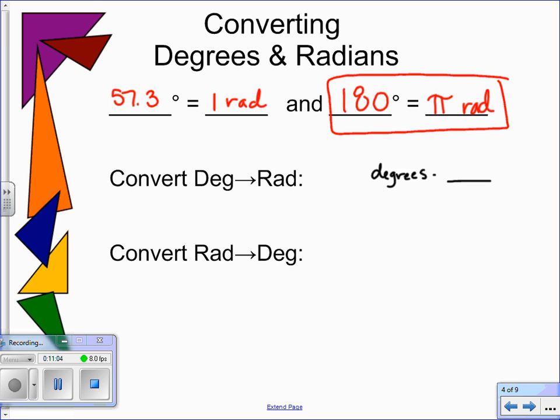Degrees is here in the numerator. That's what you're working with. How can you cancel out degrees? Should you put it in the numerator or in the denominator? You should put degrees in the denominator. So if we want to cancel out degrees and move into radians, here degrees would cancel with degrees and we'd be left with whatever we want in radians. So the key to remember is multiply by pi over 180.